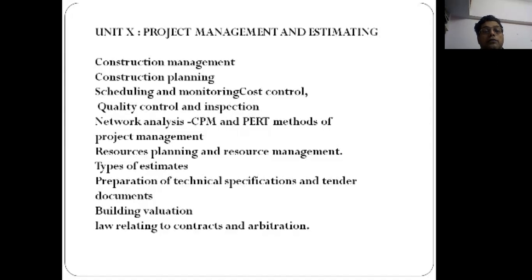So you are having roughly 10 units. Of course, the subjects will be more than that. Roughly about 15 to 20 subjects will be there. So you try to focus on this area.